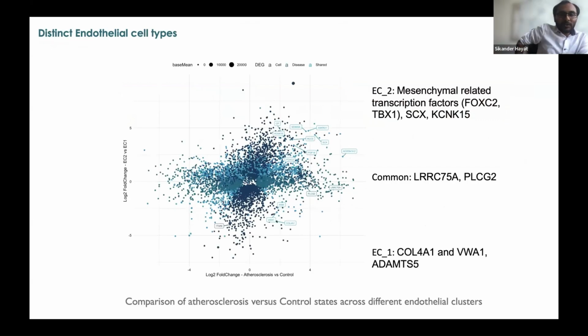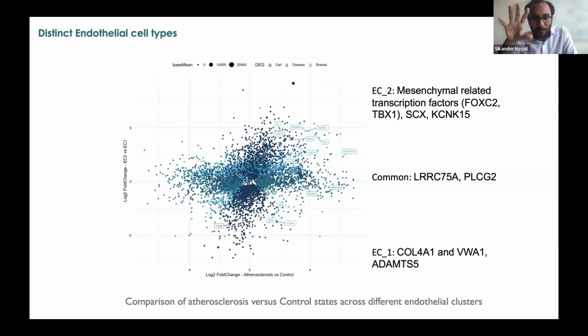Okay, so just to dig deep and give you an idea of how useful, or maybe you can have a different view, how useful these kinds of modalities can be to really dissect the different cell states that you might have. We compared the endothelial type 1 and 2, the difference between these two transcriptionally, and the difference between atherosclerosis and controls for just these two cell types.